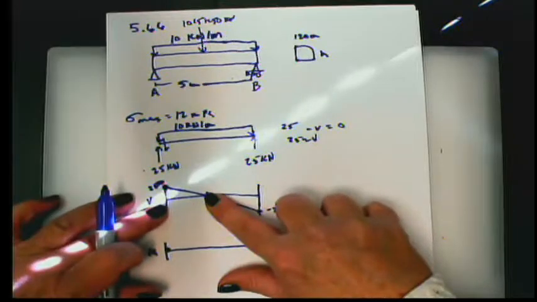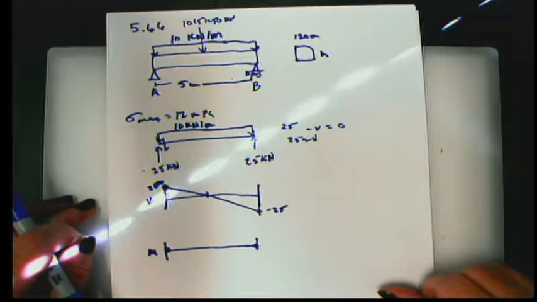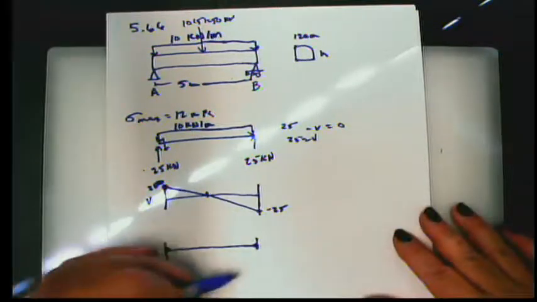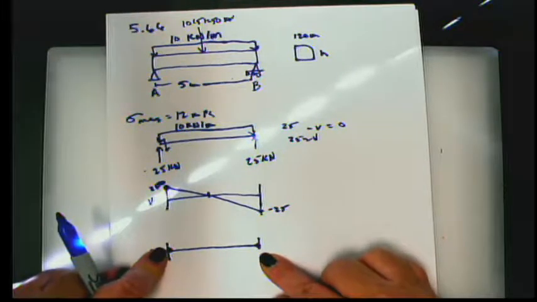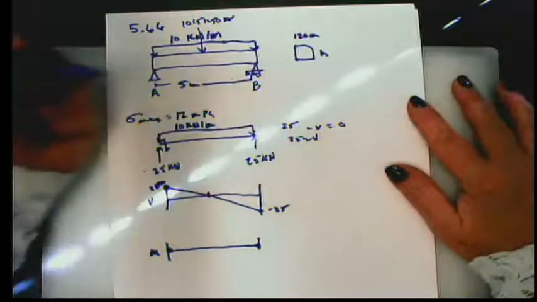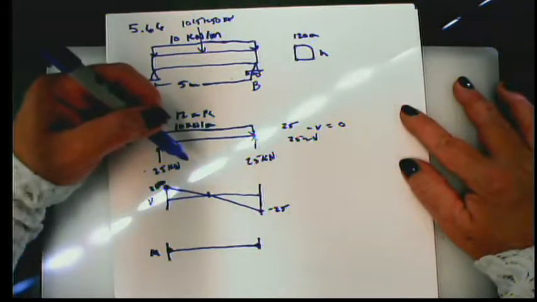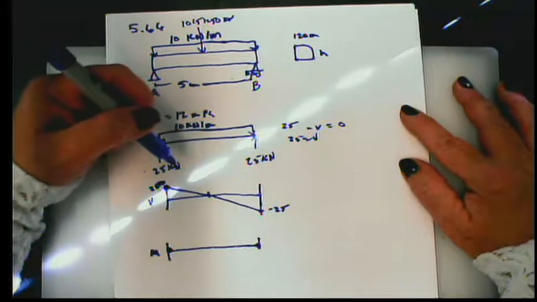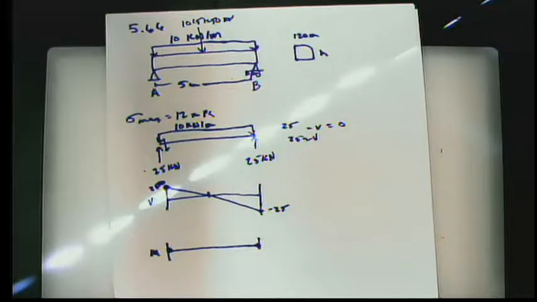But what's going to happen as we go across the beam? Well, first of all, we have to determine if it's going to be a negative moment or a positive moment. Because the shear is a straight line, the moment is going to be parabolic, isn't it? It's second order. So let's just start over here. There's a couple of different ways we could do this. Let's do it with the equations, just because you haven't seen this necessarily yet.